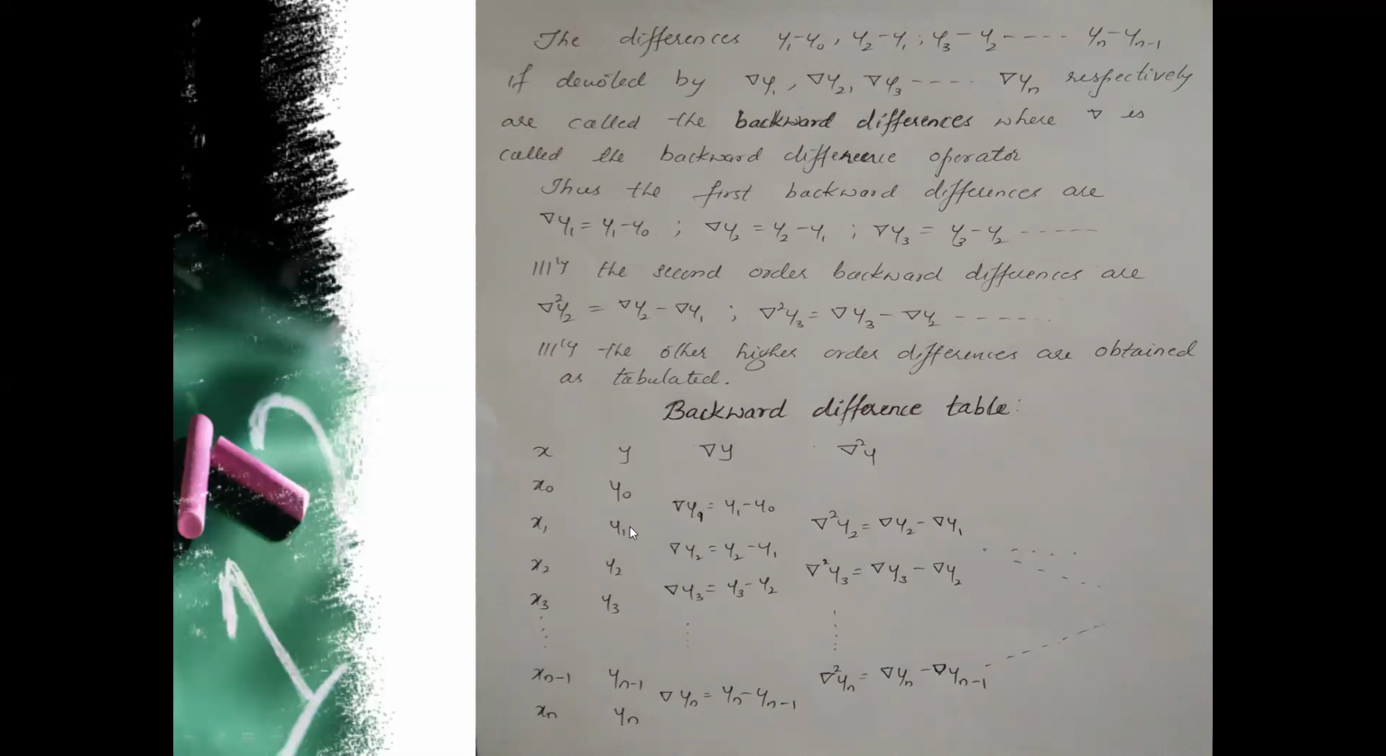Again, y2 minus y1, in forward difference, is delta y1, whereas in backward difference, it is del y2. Here, y3 minus y2 represents del y3 in backward difference. So on it continues. Del yn means yn minus yn minus 1. Now, the second difference is del y2 minus del y1, denoted by del square y2. Again, del y3 minus del y2 is denoted by del square y3, and these are the second backward differences. So on it continues.